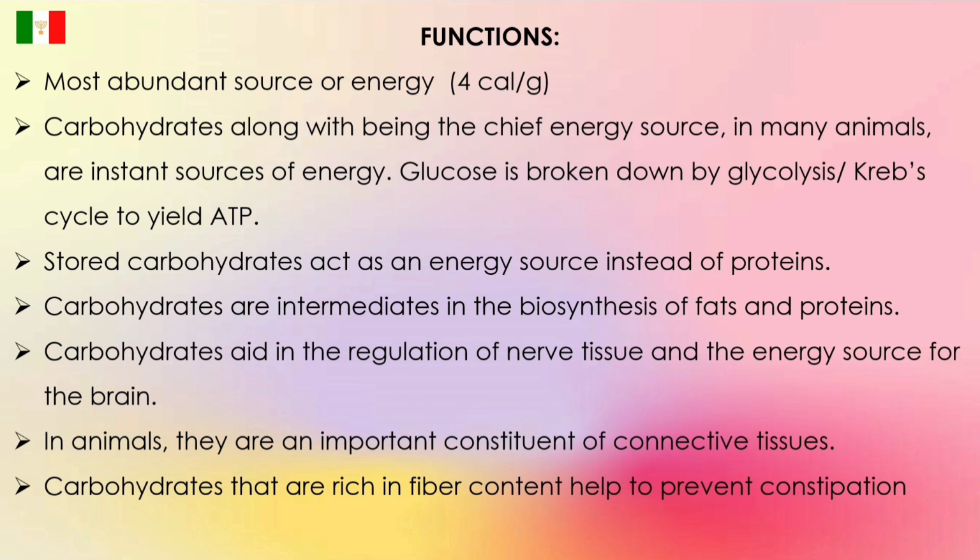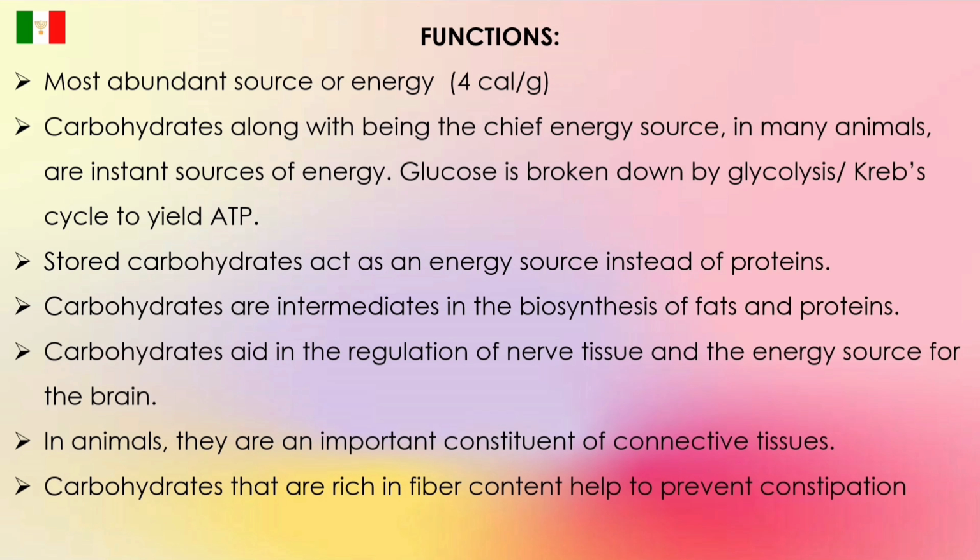Here are the functions of carbohydrates. Number 1, they are the most abundant dietary source of energy, and each gram of carbohydrates provides 4 calories. Number 2, carbohydrates, along with being the chief energy source in many animals, are instant sources of energy. Glucose is broken down by glycolysis or Krebs cycle to yield ATP. It stands for adenosine triphosphate.